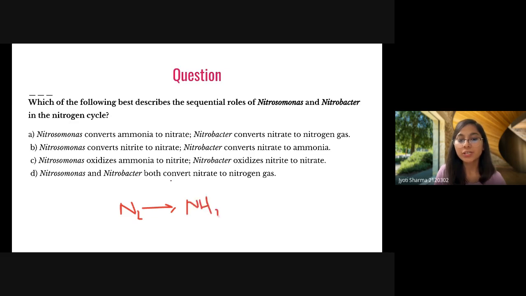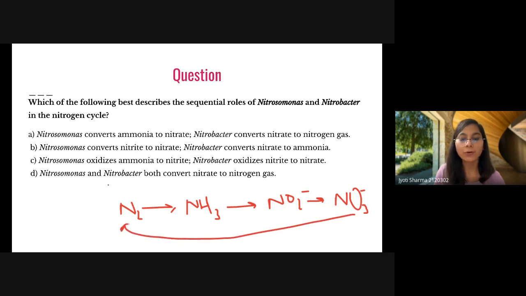This will change into NO2, and this will change into NO3. And this NO3 will again change into N2. So this is the nitrogen cycle, and you just have to place bacteria in between this mechanism. So if we are talking about the nitrobacter, then nitrobacter will work here.